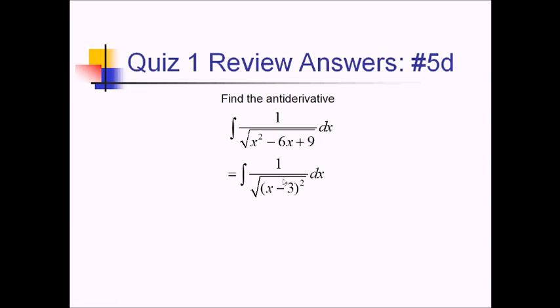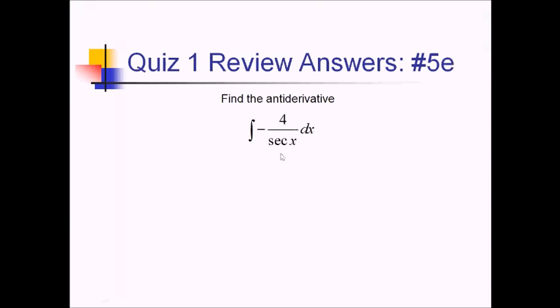That means I can cancel out the square root with the square, and this is really just 1 over x minus 3. This is just a special case of 1 over x, so we're going to use our ln antiderivative rule. This is just going to be ln of absolute value of x minus 3 plus c.